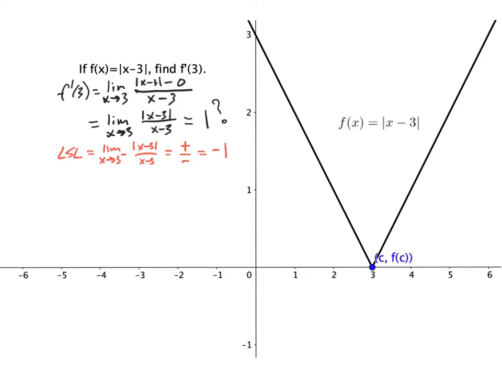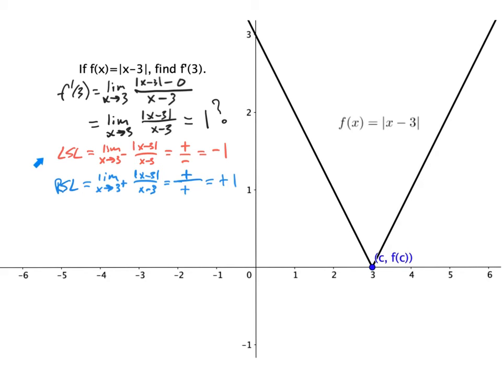Now let's take a look at the right side. So let's look at the right-sided limit. And you'll see, again, that our numerator will always be positive. Absolute value is always positive. But as x gets closer and closer to 3 from the right, our denominator is going to be positive also, because coming from the right of 3 is coming at 3 from x values that are greater than 3. So this is positive 1.